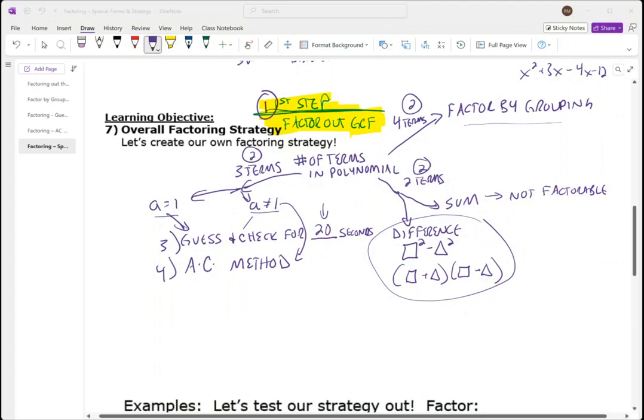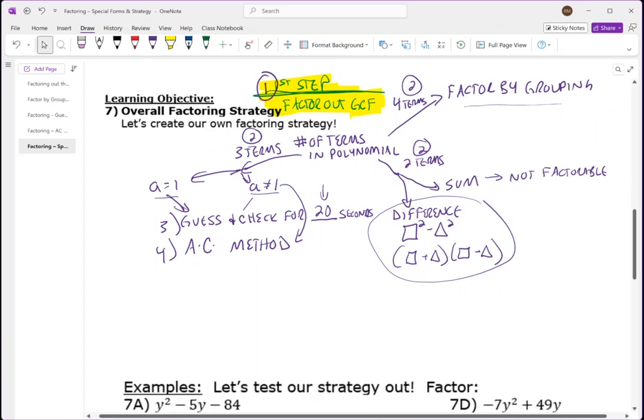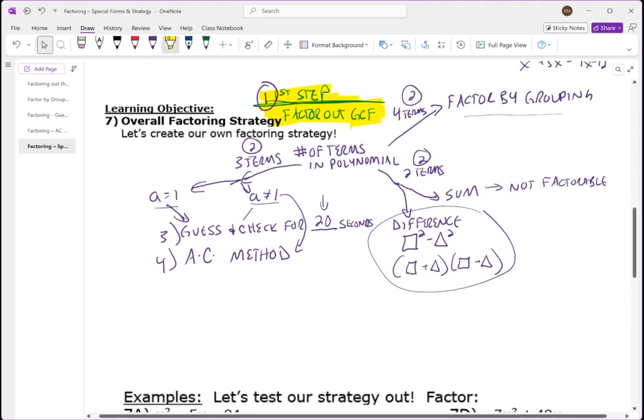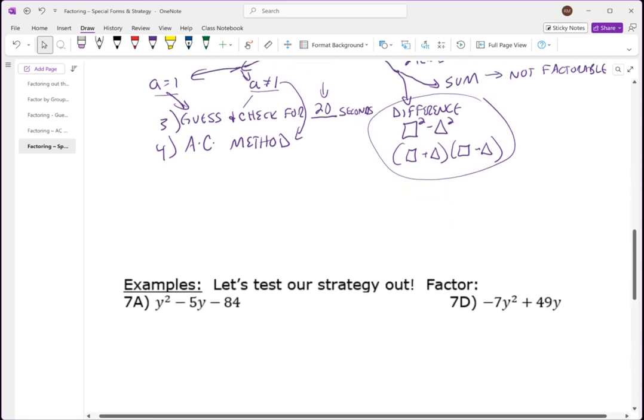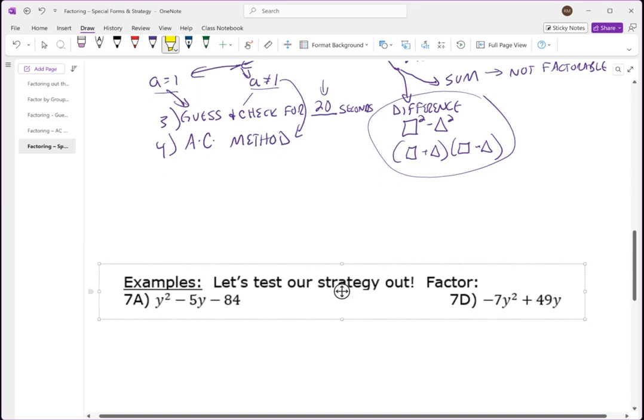We're going to talk about how to utilize our strategy for factoring on some factoring problems. So, wow, that is a mess that I drew there. But I want to point out my first step is always going to be to factor out the greatest common factor. So now, if I look at this problem, 7a, there is no greatest common factor. So I'm done with step one.